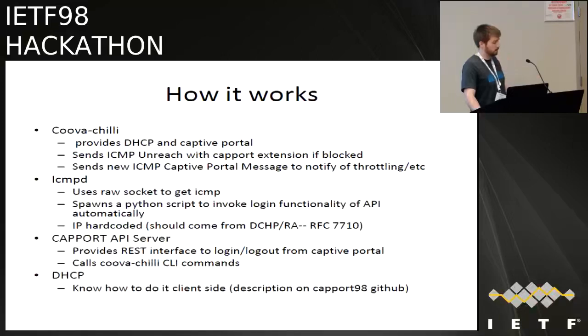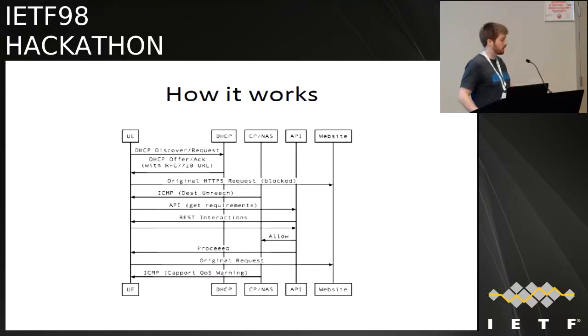The user device logs in to the network, gets a DHCP message. Ideally, that DHCP message will tell you the URI of an API server that the end user device can communicate with. You'll try to communicate out to the internet, maybe an HTTPS session. That will be blocked, and the captive portal will send an ICMP message saying that it was blocked because you're behind a captive portal. The user equipment detects this ICMP message and actually invokes some sort of automatic behavior to deal with the fact that there's a captive portal.